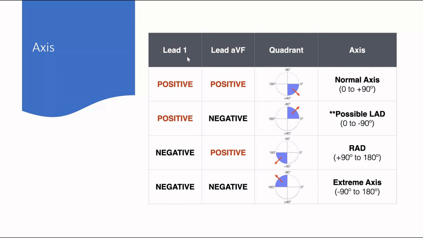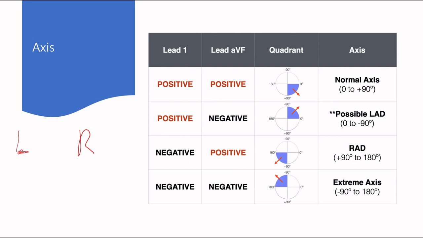So the main leads you want to look at are lead 1 and lead AVF. If both are positive, then it's normal. If lead 1 is positive and lead AVF is negative, then it's left. If lead 1 is negative and lead AVF is positive, then it's right. And if both are negative, then it's extreme axis.